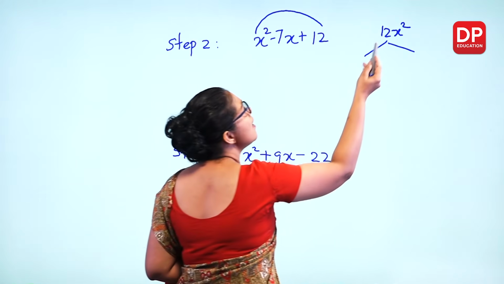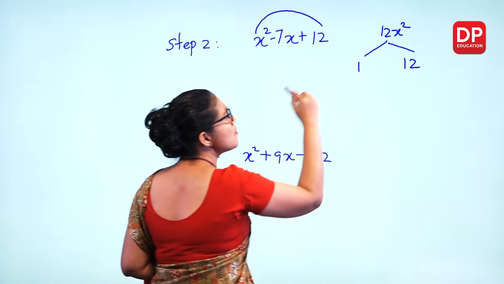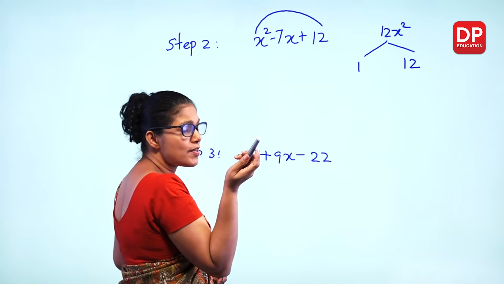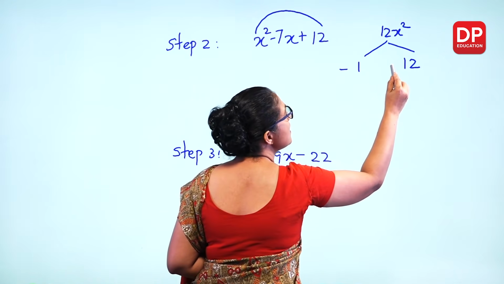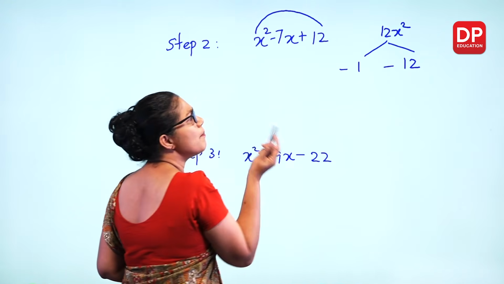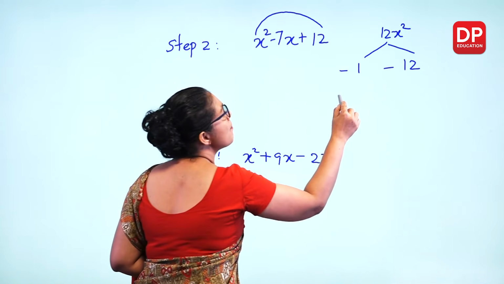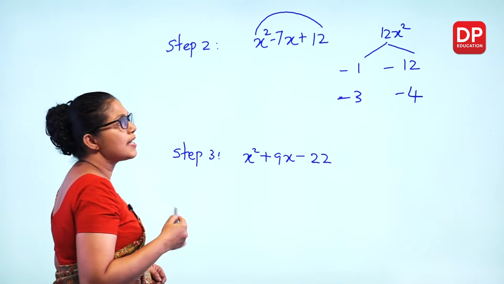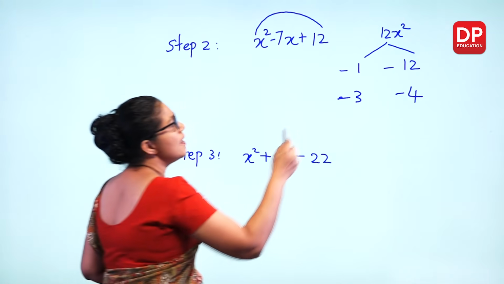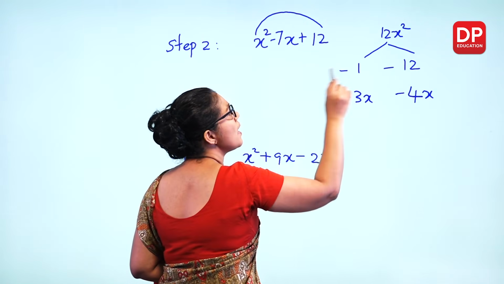So here we'll take 1 and 12. But what happens here? We can't take positive because the middle term is negative. So we can take minus 1 and minus 12. But you are not getting minus 7. What about minus 3 and minus 4? You get plus 12. I'll write x and x here because we need 12x squared.